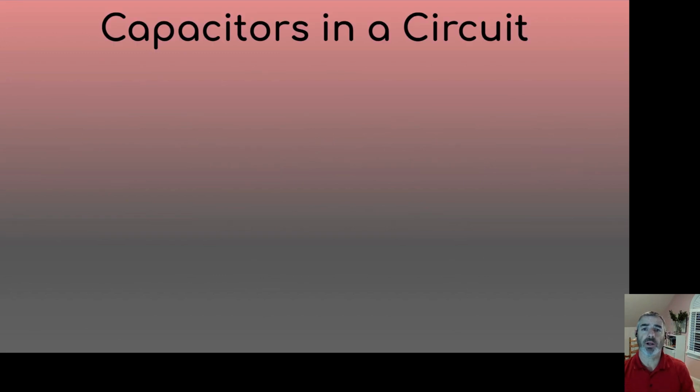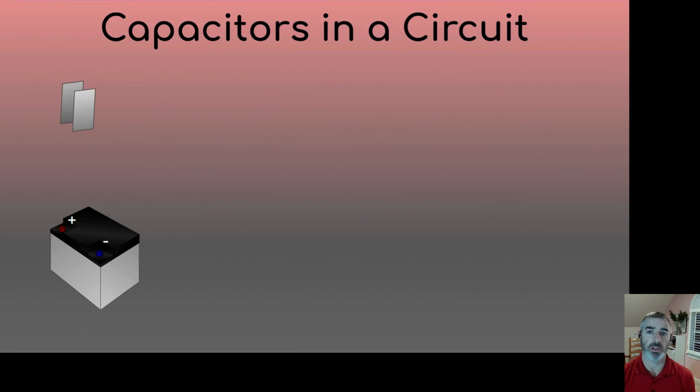So first, let's talk about capacitor setup in a circuit. We've seen where we've had a single capacitor hooked up to a source of potential, and we know that the charge is moved off the positive plate through the battery onto the negative plate, and each of the plates has the same amount of charge.